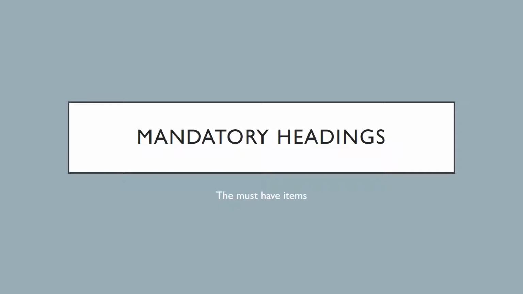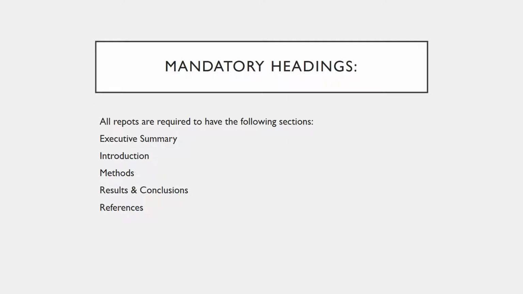About the mandatory headings. These are the must-have items in your GIS 200 class project report. So what are the mandatory headings? These are the things that all reports are required to have. These are the sections of your written report: the executive summary, the introduction, the methods, the results and conclusions, and then the references section.